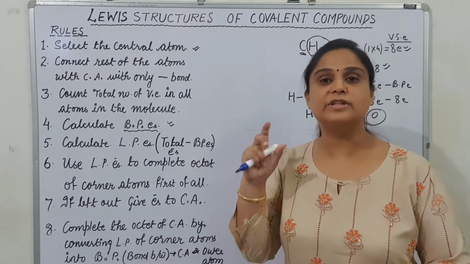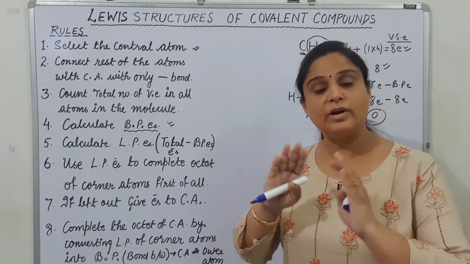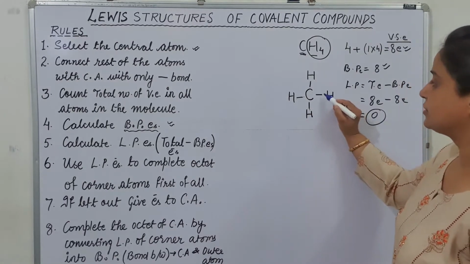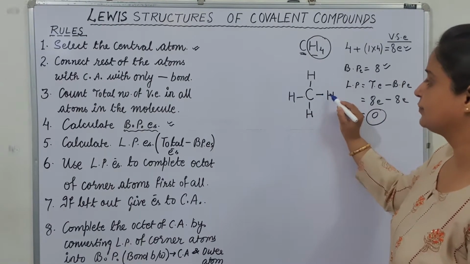So let us find out whether the structure has all the atoms with a completed octet or not. Let's see. Hydrogen. How many electrons are there? 1, 2. So this is shared.